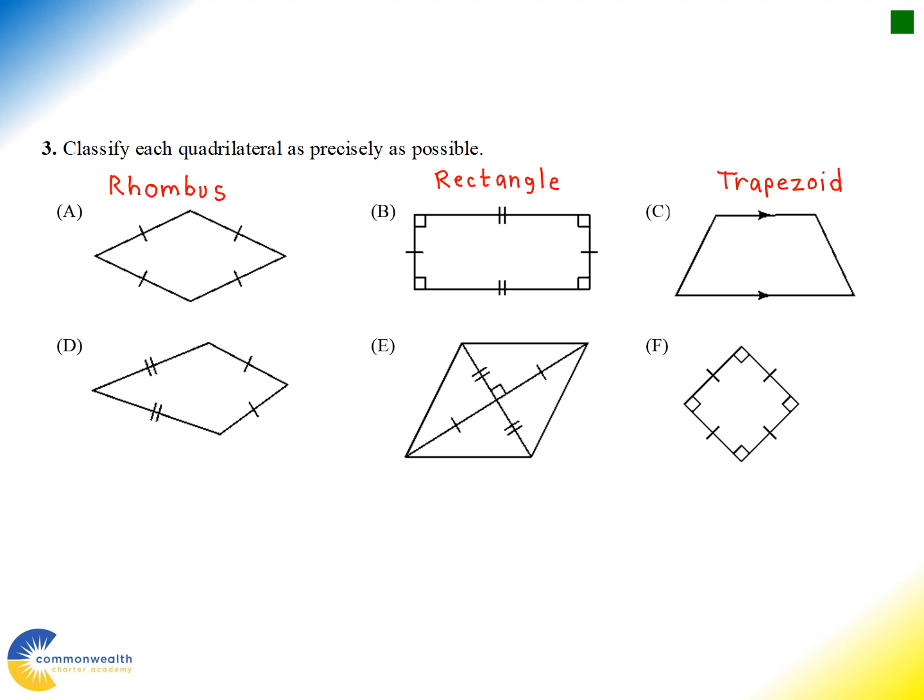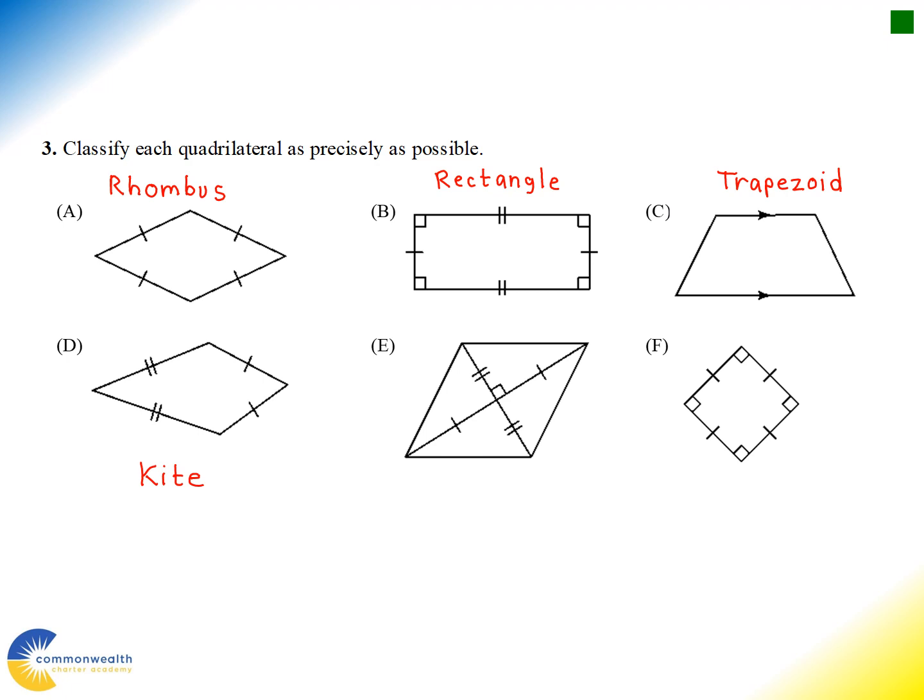For D, I don't have any pairs of opposite sides being congruent. What I do have are two pairs of consecutive sides being congruent. And when I have consecutive sides being congruent and then another pair of consecutive sides being congruent, that's an indication of it being a kite.